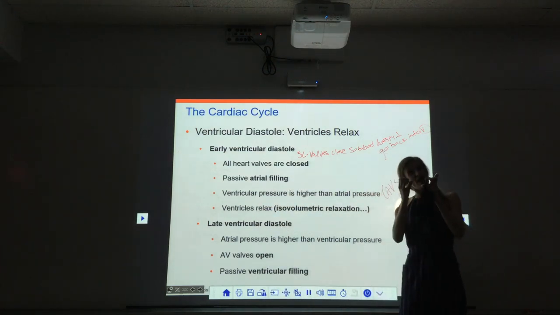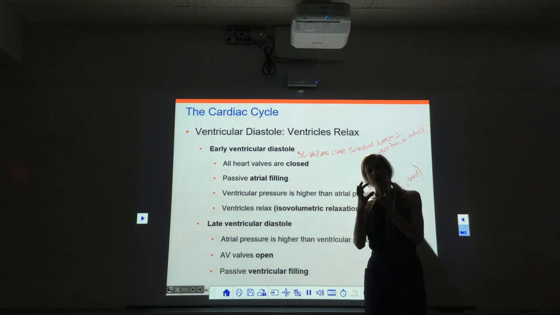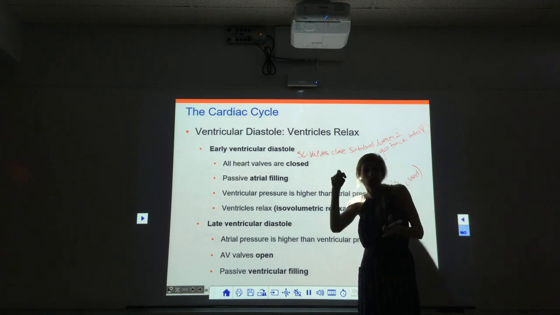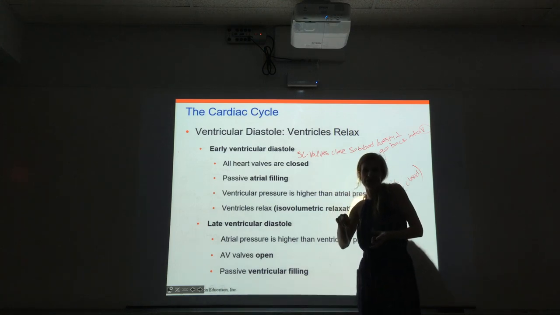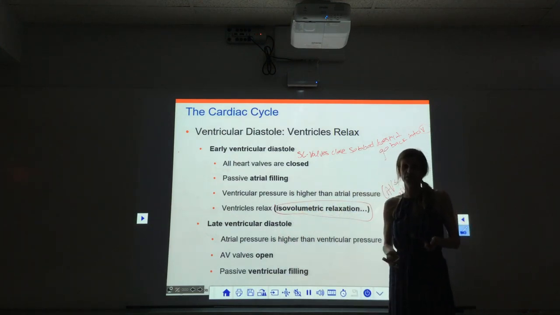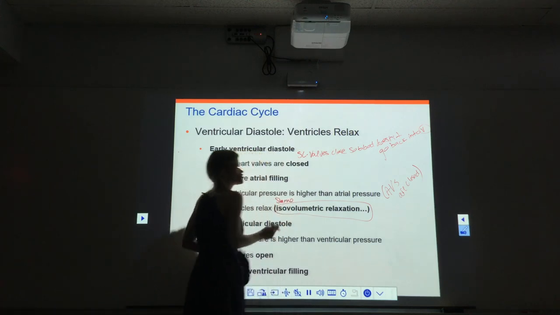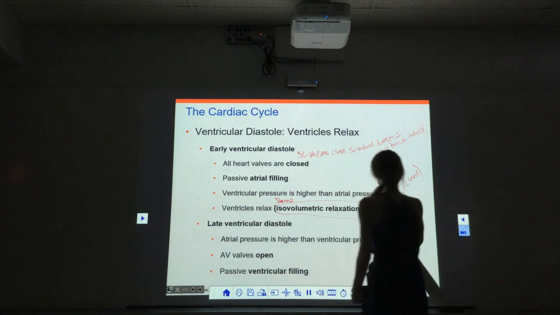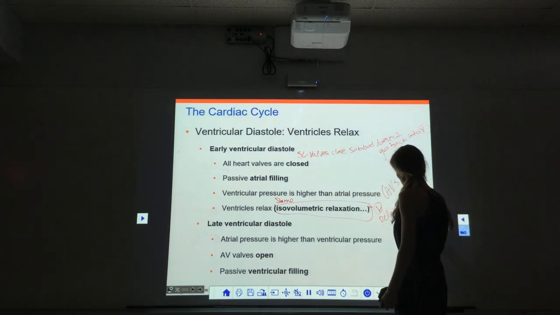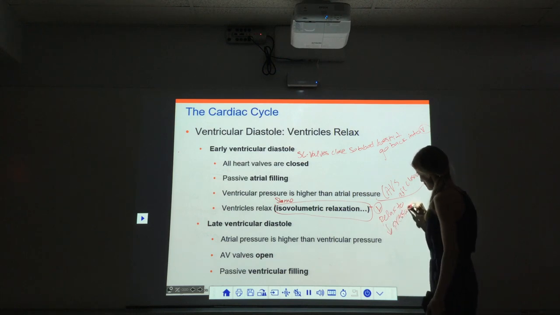The ventricles keep relaxing though, right? They're relaxing, they're relaxing. What's happening to the pressure as they relax? It's lowering, right? The pressure's going down and down and down. We call that isovolumetric relaxation. What did we say iso means? Same volume measure. So the ventricles relax to decrease pressure, but the volume remains constant.